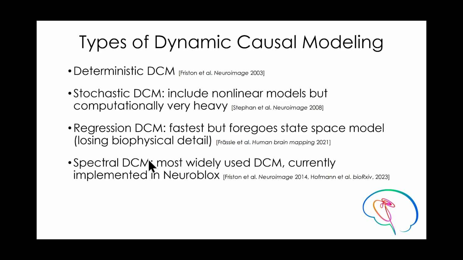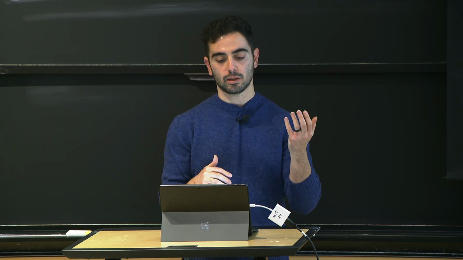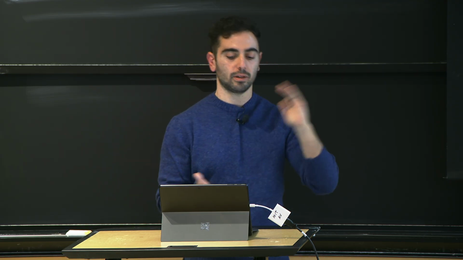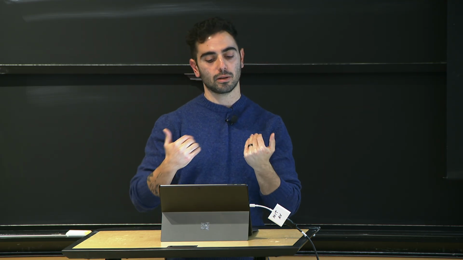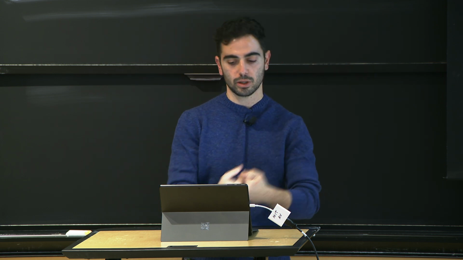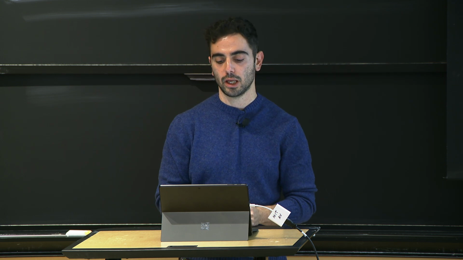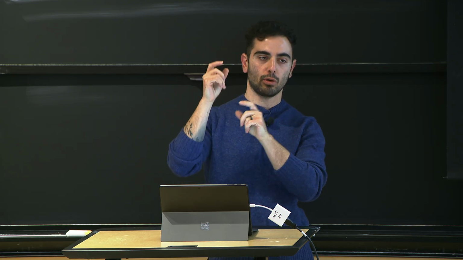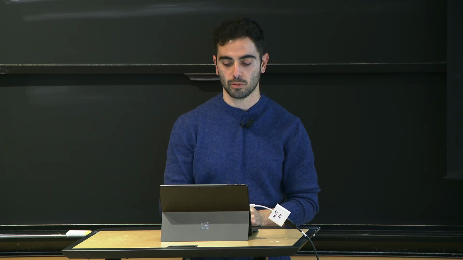And the spectral DCM is somewhere in between the others. It allows for stochasticity. In terms of the speed of running, it's in between the deterministic and the regression, but it also maintains biophysical relevance, right? Because we still keep the state space models. And as I was saying, you can add any blocks that you want for any one of your regions in your model.